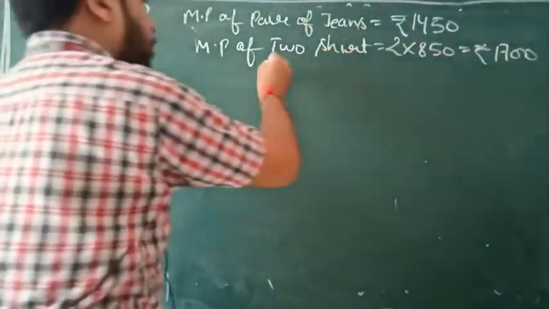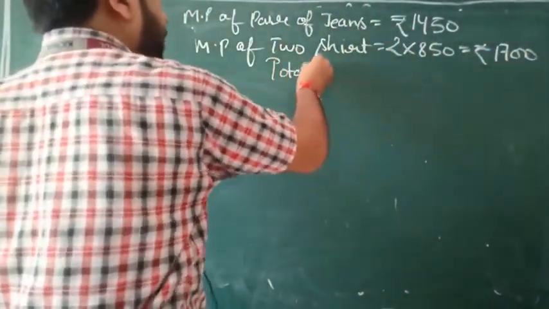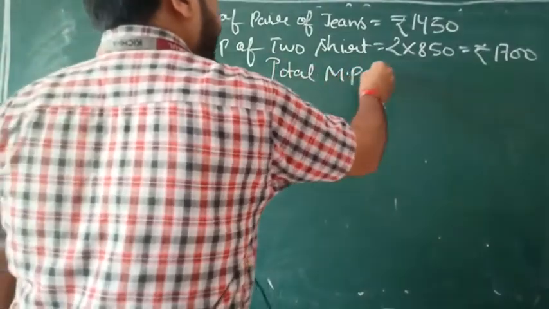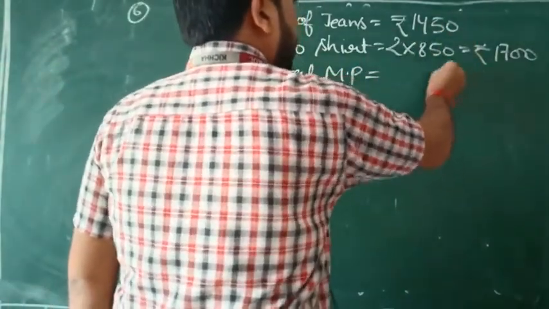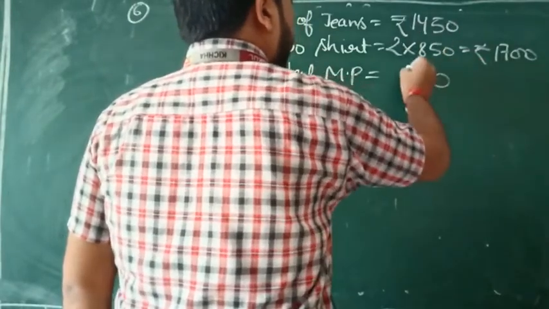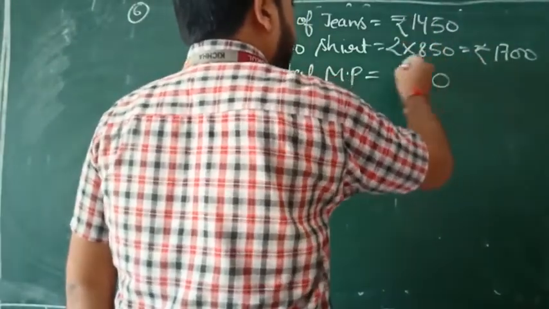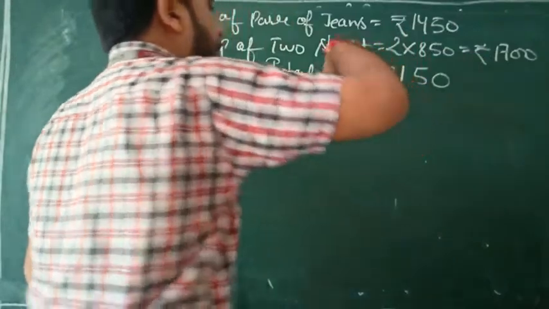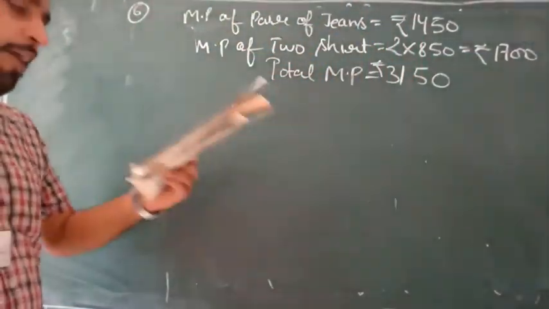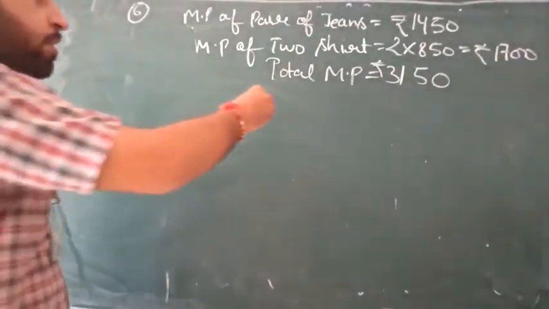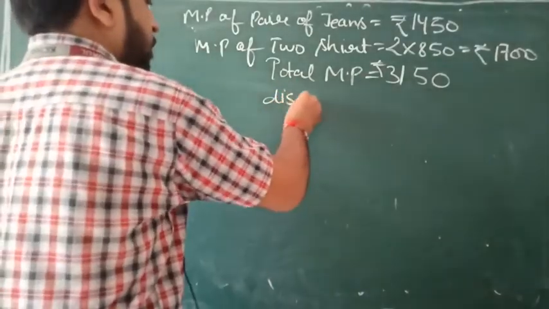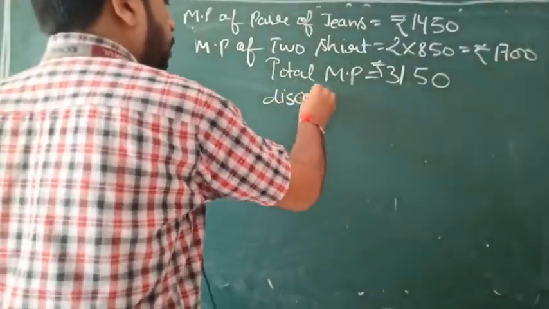Fine. So what is the total mark price which the customer has purchased? That will be 1700 plus 1450. Add these two numbers. 0, 5, 7 plus 4, 11. Carry 1 plus 1, 2 plus 1, 3. So rupees 3150 is the total mark price. And what is the discount? Discount is 10%. Now there are 2 ways to solve this.